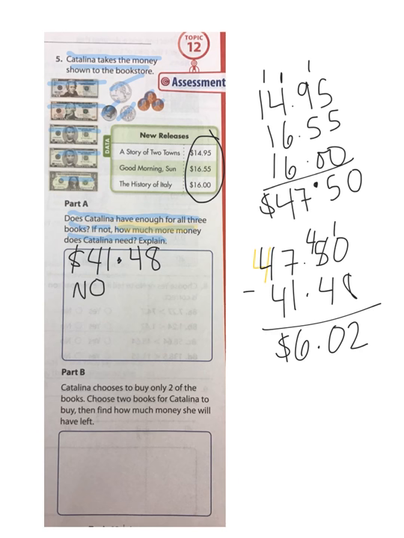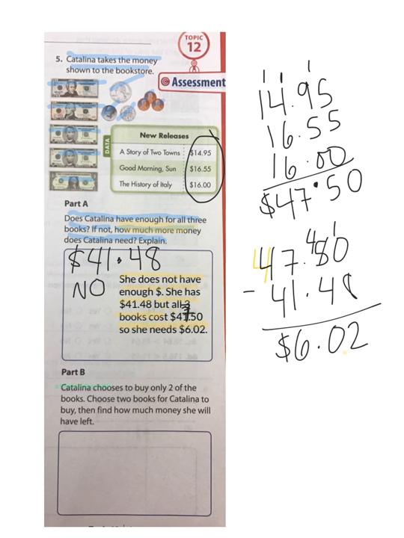Now since it says explain, we need to explain that in words. Go ahead and write down the sentence. She does not have enough money. She has $41.48, but all 3 books cost... Now I made a mistake here. Whoops, I'm going to erase that. But all 3 books cost, this should say 47, not 41. So change the 1 to a 7. I had made a mistake when I was typing. But all 3 books cost $47.50. So she needs $6.02 more.